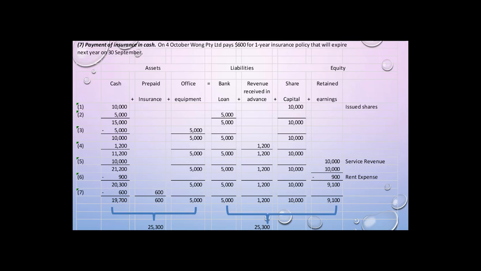Okay, so cash, we paid cash there. So we reduce the balance of cash by 600. So we have 19,700. Prepaid insurance, a new account, 600. Office equipment, 5,000. Bank loan, 5,000. Revenue received in advance, 1,200. Share capital, 10,000. And retained earnings, 9,100.